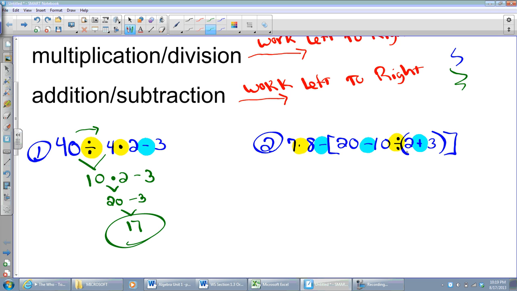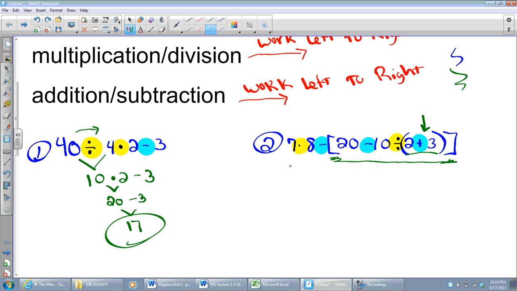And I have a couple sets of parentheses. I have one set right here, but then I have these bracket things. That's like another set of parentheses. And they go from here all the way to here. Well, which one do we do first? Well, I start on the inside-most one. So I'm going to do this right here.